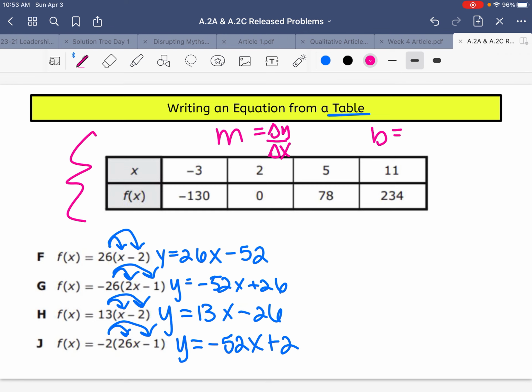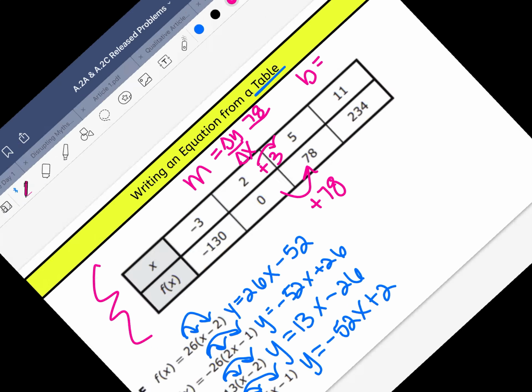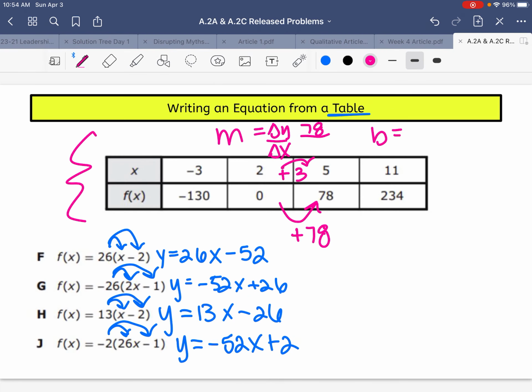I see that from 0 to 78, I've increased by 78. And then from 2 to 5, I've increased by 3. So my change in y would be 78 over my change in x, which would be 3. And I would simplify 78 over 3 to give us 26.